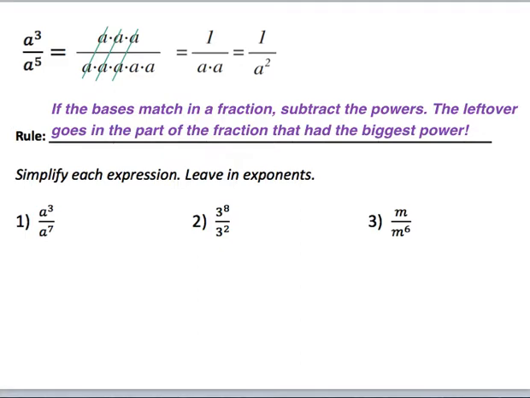Next, we'll work through question 1 together. You still follow the rule that because the bases match, they're both base a, you can subtract the powers. So you could do 7 minus 3 and get 4 a's left over after canceling things out. The leftover goes in the part of the fraction that has the biggest power, so it would go under the fraction where the 7 is. So your final answer would be 1 over a to the power of 4. You always put a 1 in part of a fraction where everything else cancels out.